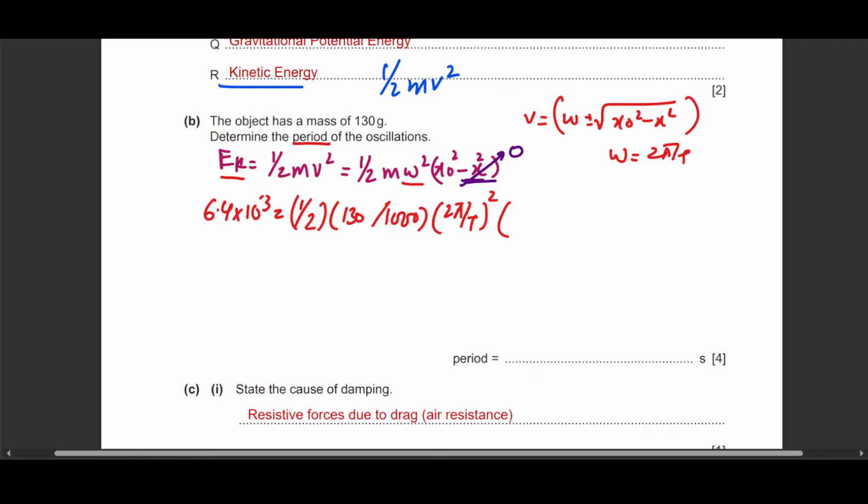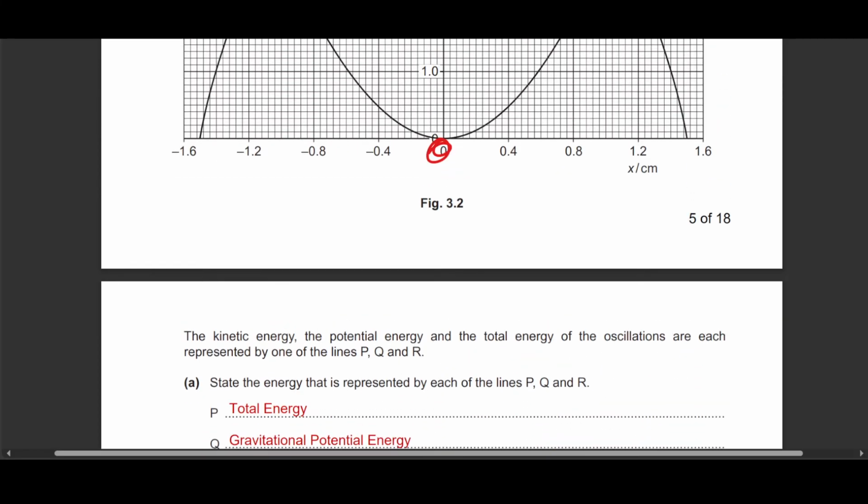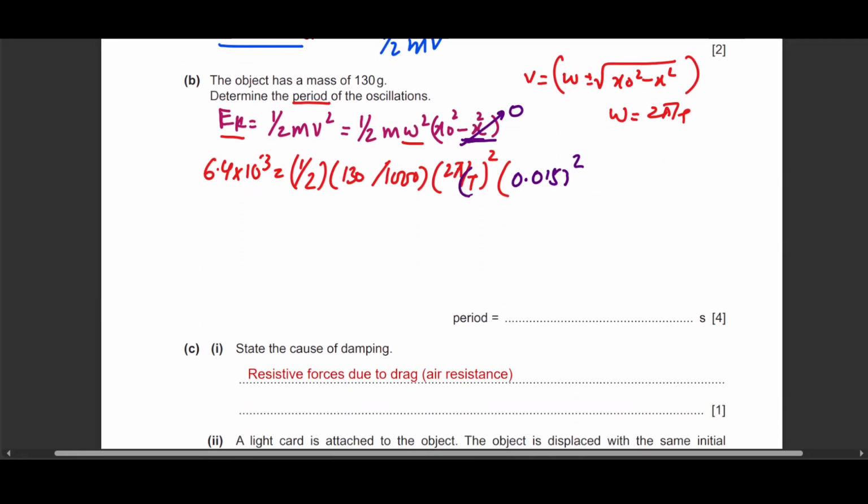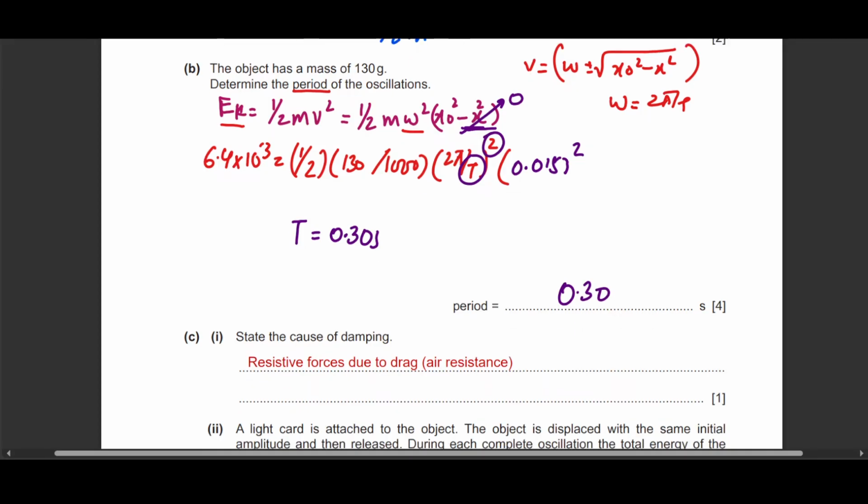So x naught, the maximum amplitude, is 0.015, whole square, read from the graph. When you solve for T, please don't forget the square, and don't forget to take the under root. This comes out as 0.30 seconds. So this will be 0.30.